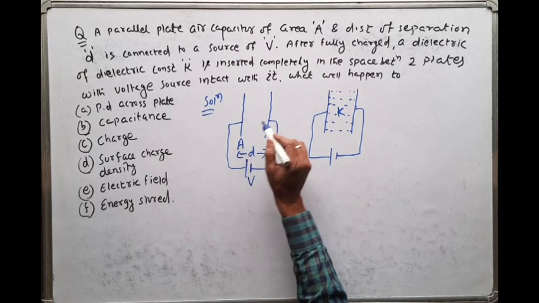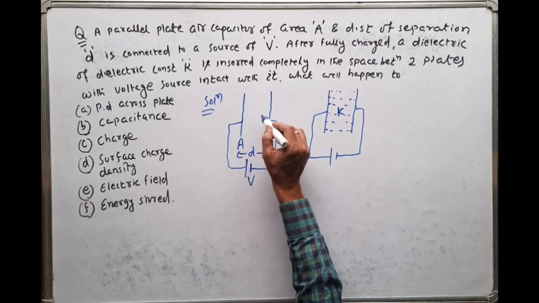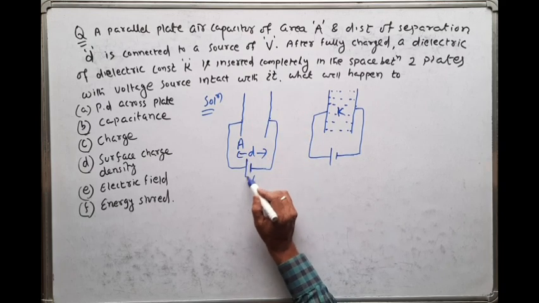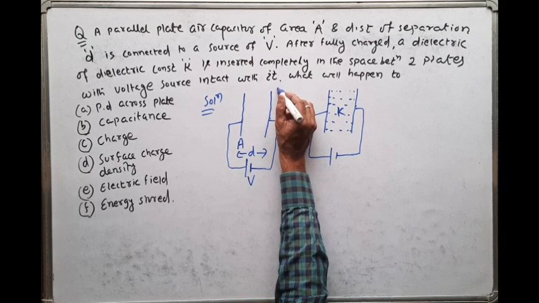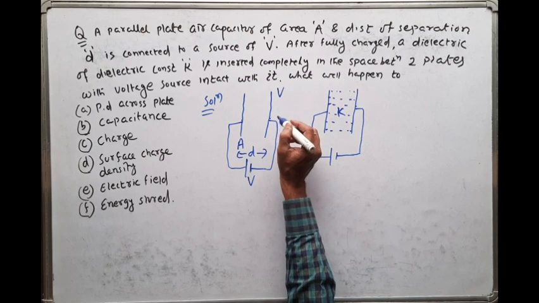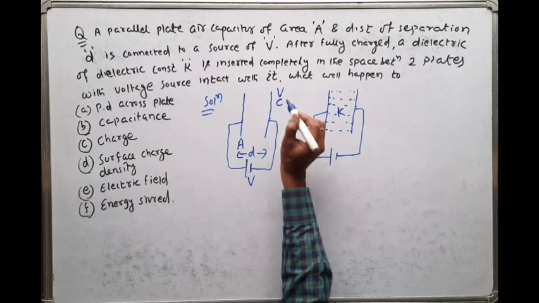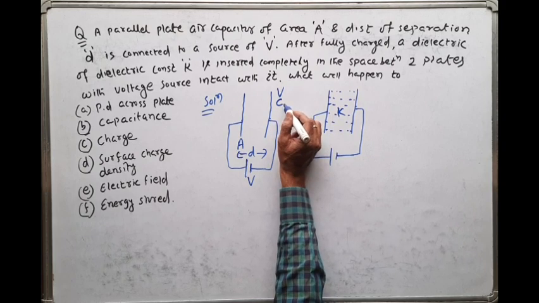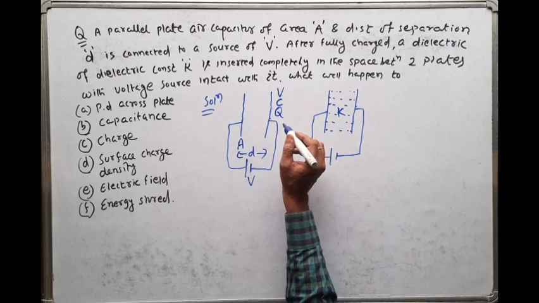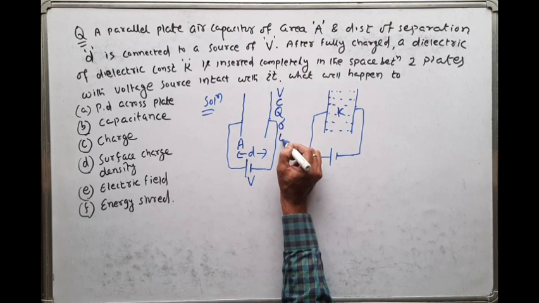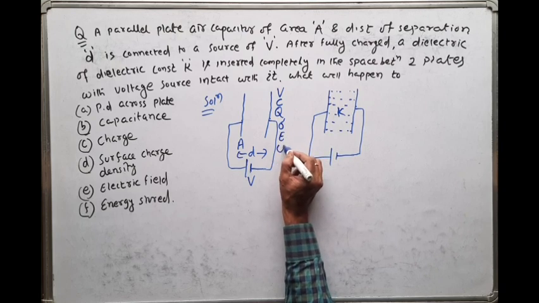That means after fully charged, the potential difference across this plate will be the same as that of the source. That means the potential difference is now V. Let us say the initial capacitance is C, the initial charge across this capacitor is Q, the surface charge density is sigma, the electric field is E, and the energy stored is U.